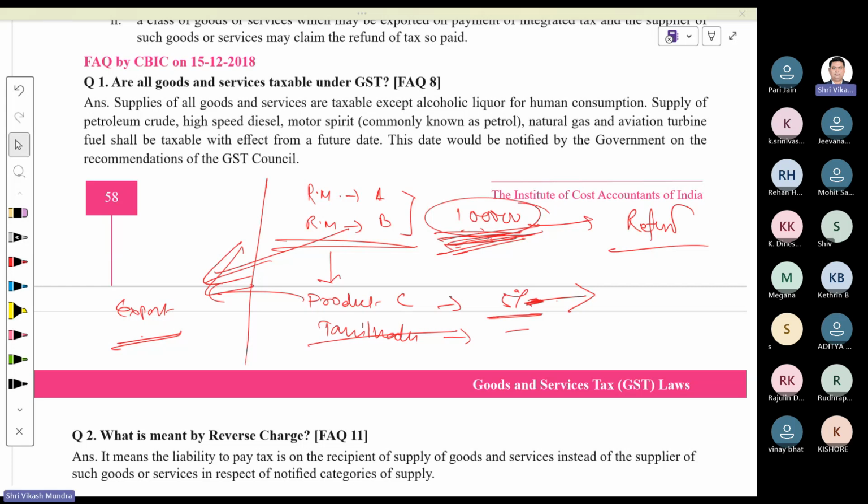One question is there, sir: is it important to remember product to product name in RCM? For goods, don't worry, but for services, yes. Reverse charge on services, yes, you are required to remember.